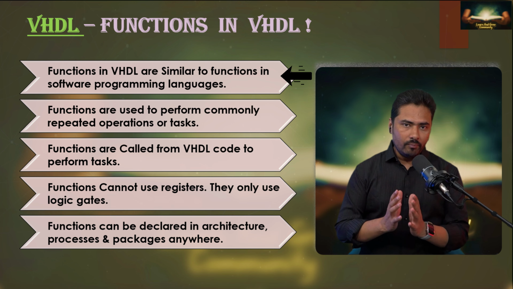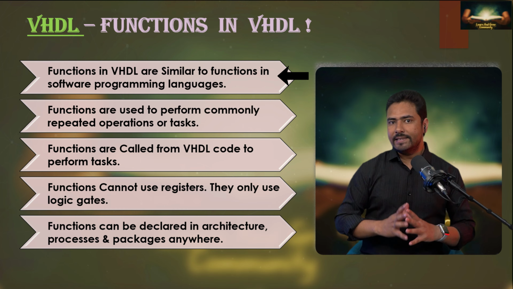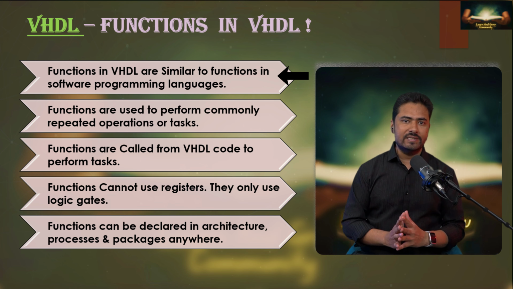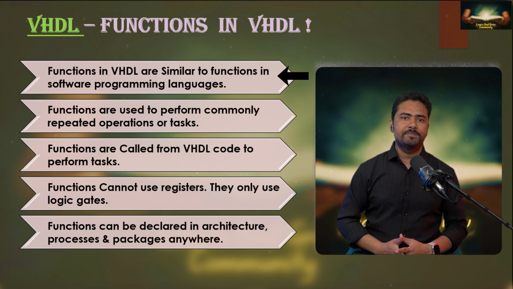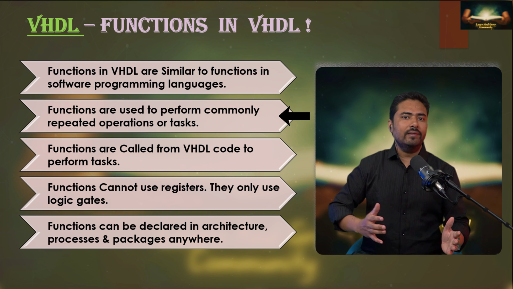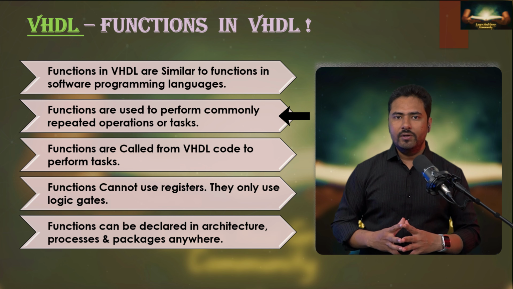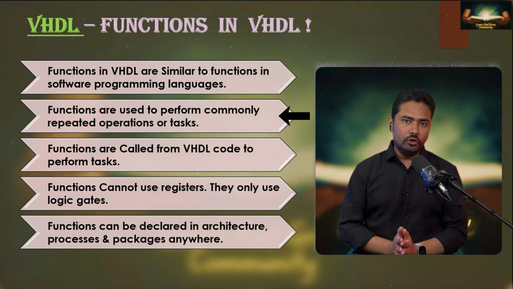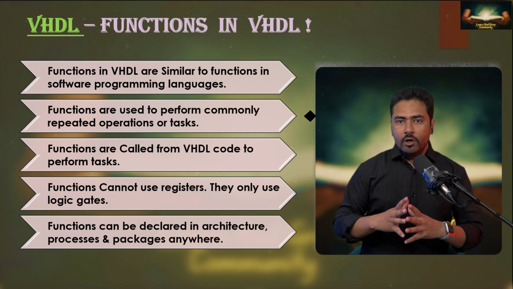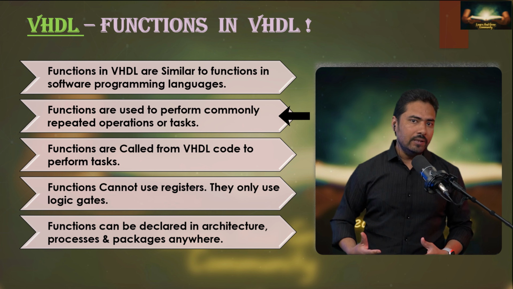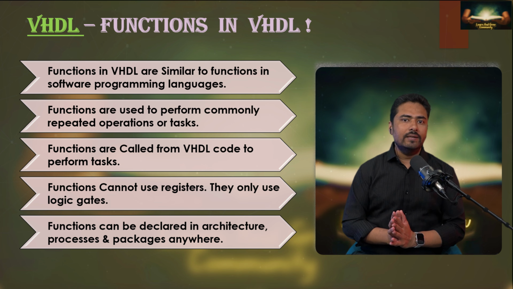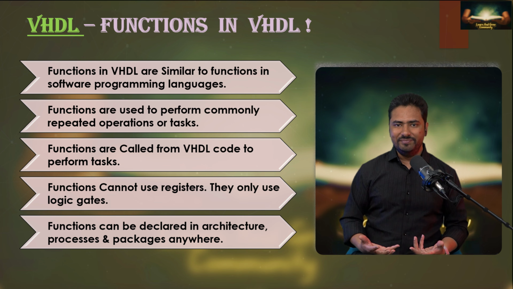In VHDL, procedures and functions are similar to the functions and methods in software programming languages like C or C++. They help to structure your code by encapsulating the repetitive operations. So, in short, we create functions and procedures to handle the repetitive operations so that our code looks minimal and becomes easy to maintain. And this method is more efficient too.